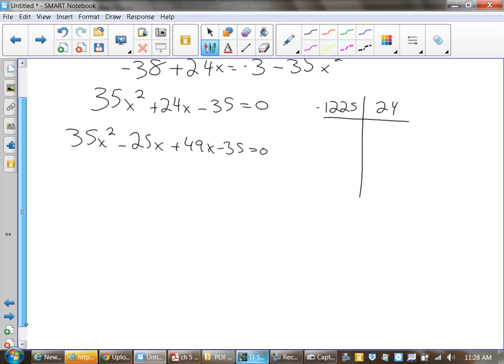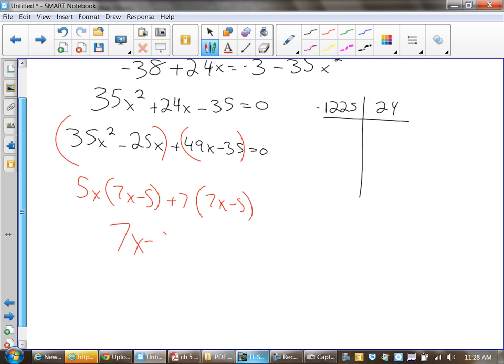When you're factoring by grouping, all you have to worry about is getting your GCFs. Here I have 5x, so I have 7x minus 5. Here I have a GCF of 7, so I have 7x minus 5. Convenient how those are the same thing. It means we did it right.